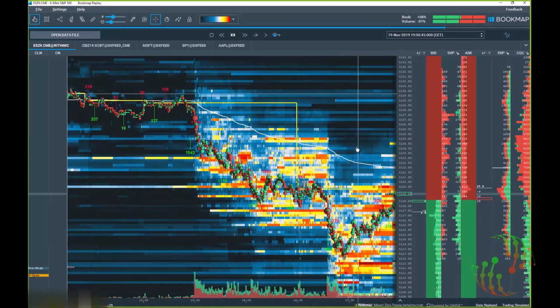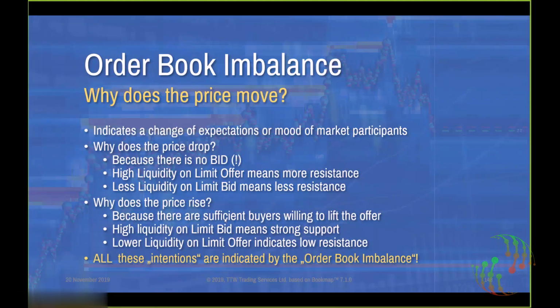There is no liquidity here. There is no liquidity there. Everything is trading or traded around this area. So this book is weaker on this side and on this side than here in between. High liquidity on the limit offer means more resistance. Less liquidity on the limit bid means less resistance. That is the reason why the prices are going down. And you can also then answer, why does the price move? Simply because there is an order book imbalance.